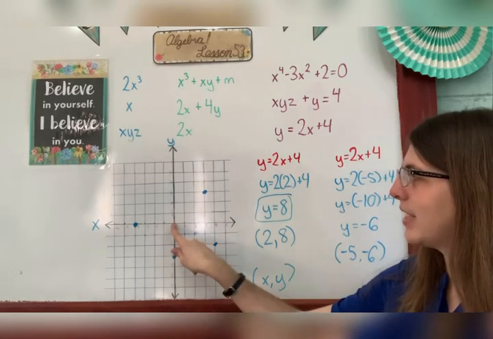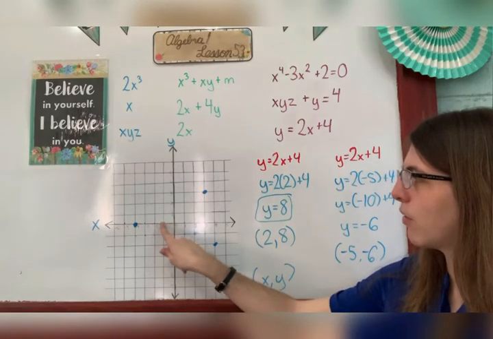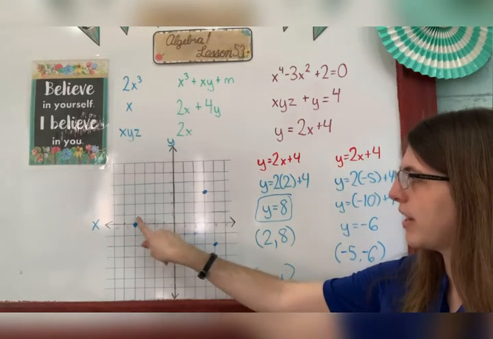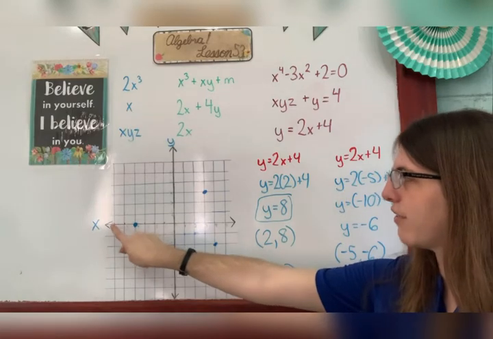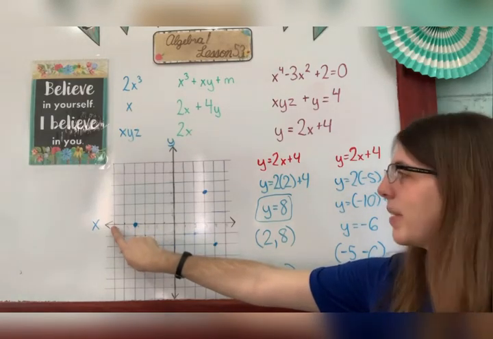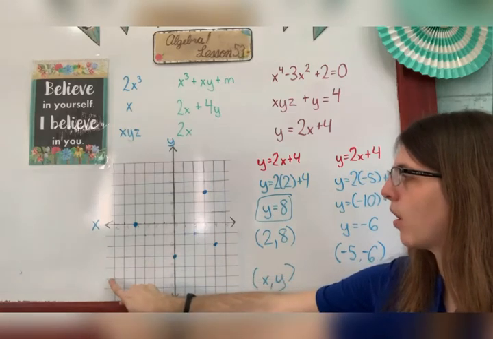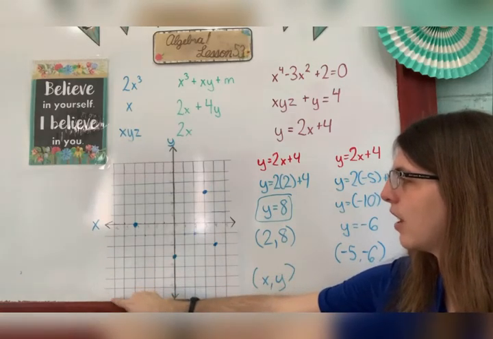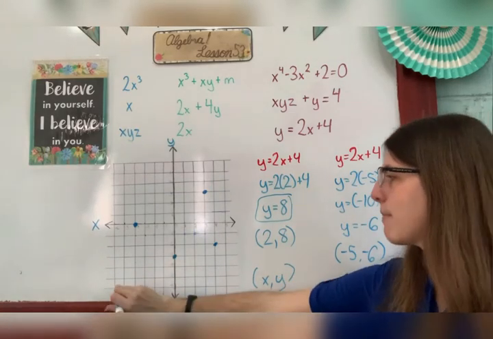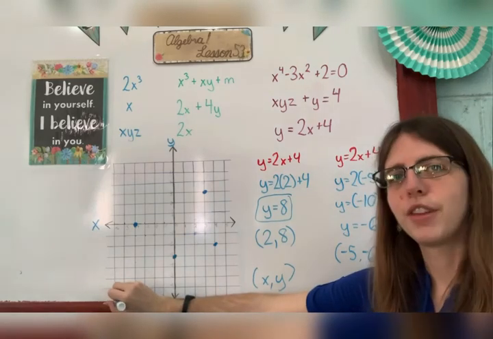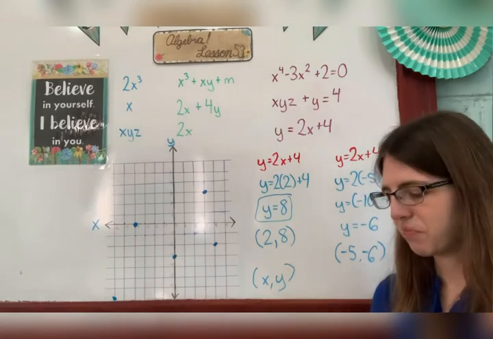So negative 6 is our x. So we count over negative 1, negative 2, negative 3, negative 4, negative 5, negative 6. Then we count down, negative 1, negative 2, negative 3, negative 4, negative 5, negative 6. Whoop, negative 7 is way at the bottom of my particular graph. Okay, so that's where it would be.